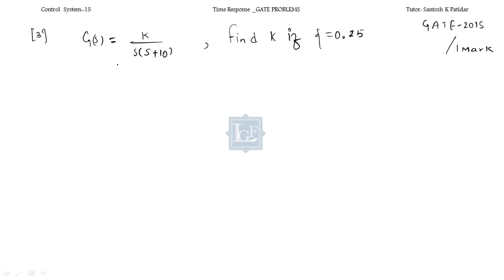So the problem is given, G(s) is given. This is the open loop transfer function of a unity feedback system. Okay, always consider the unity feedback system. You have to find the k value if your zeta is given. Okay, everything is given. This is a silly question. You can do it, but do it in 45 seconds. Okay, you'll get the answer k equal to 400. I hope you'll do it.